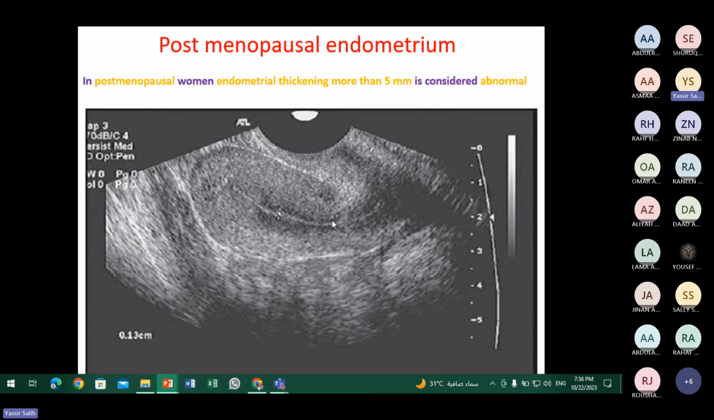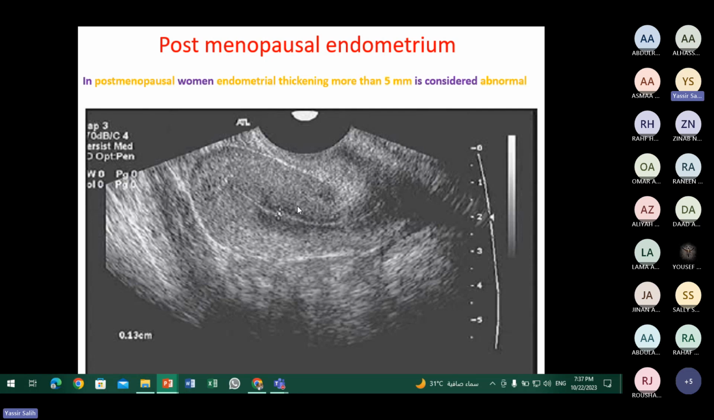This is a transvaginal ultrasound. There is no urine in the urinary bladder, so this is a transvaginal ultrasound. You can see also the uterus. This is the fundus of the uterus, and this is the body. In the center, this is the endometrium. The endometrium appears as a hyperechoic or echogenic linear stripe.